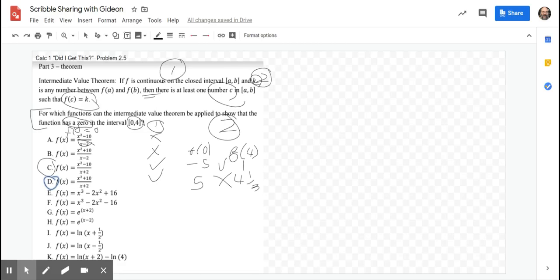So part E, all right, it's a polynomial, so it's continuous. That's not even a question. And then let's plug in 0 and 4. Plugging in the 0 is easy. You get 16. Plugging in the 4 is going to be a little bit harder. 64 minus 32 plus 16. Looks like a 48 to me. So nope, 0 is not between 16 and 48.